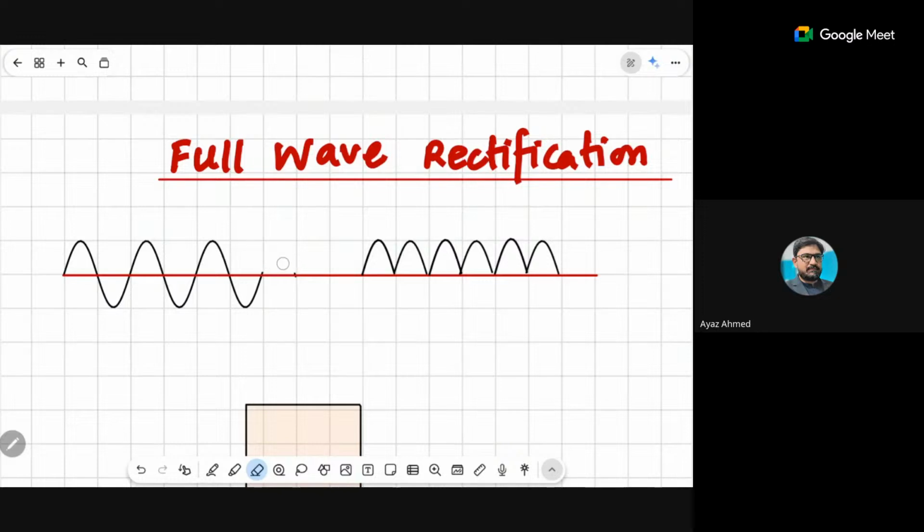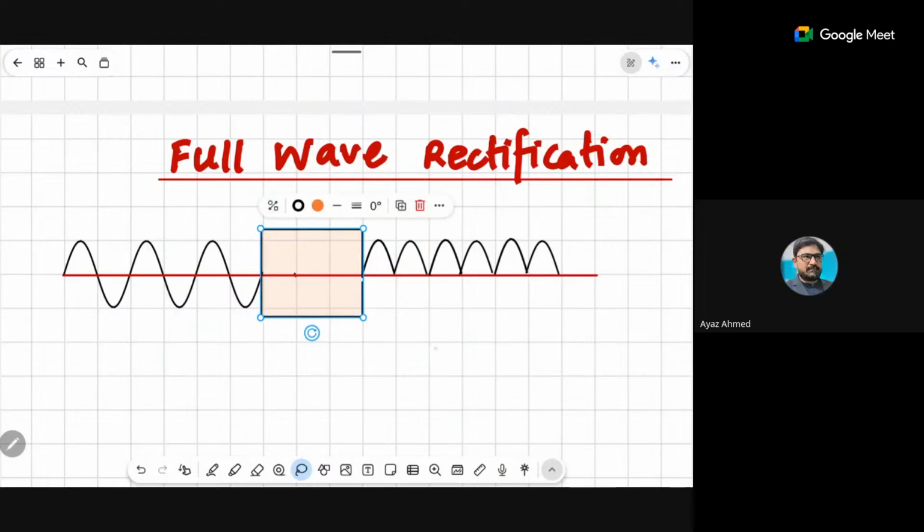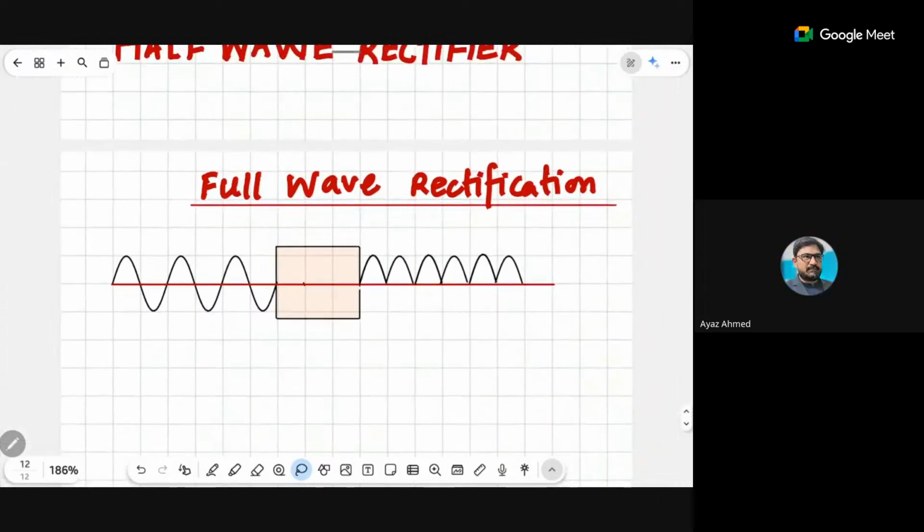Did we discuss this or not? Yes, sir. Assalamu alaikum. Is this clear to everyone? Yes. Huda, have you joined? Yes, sir. Okay. So we are talking about full wave rectification. So this means full wave rectification. You got my point? Yes. This is basically a full wave rectifier.